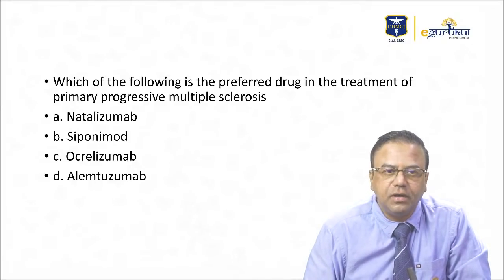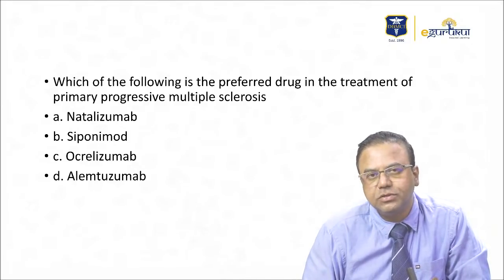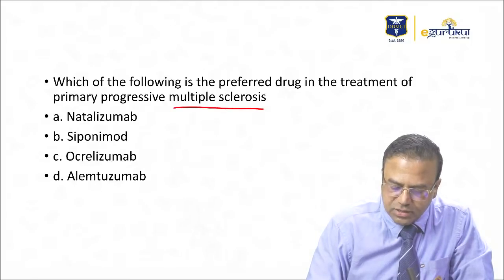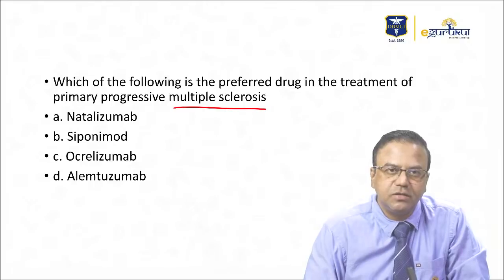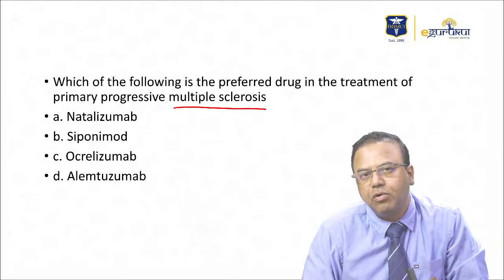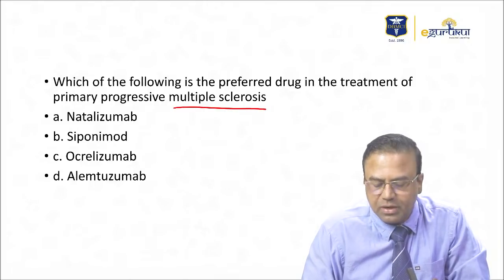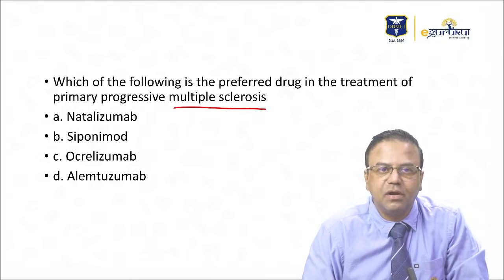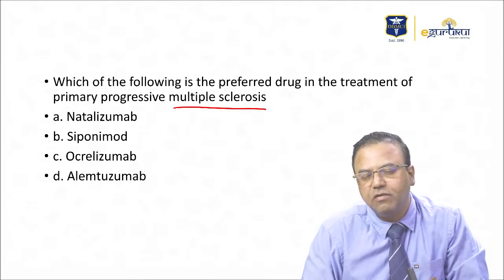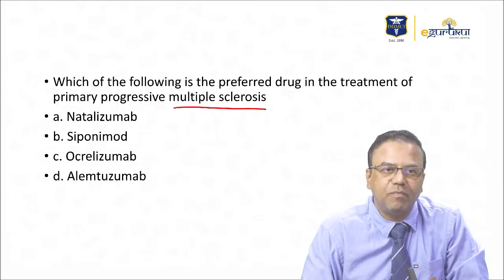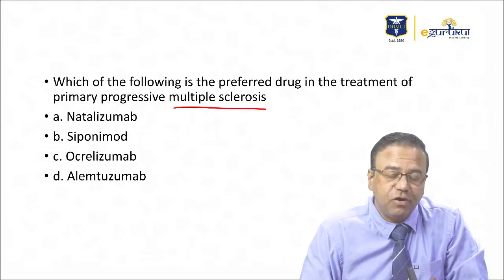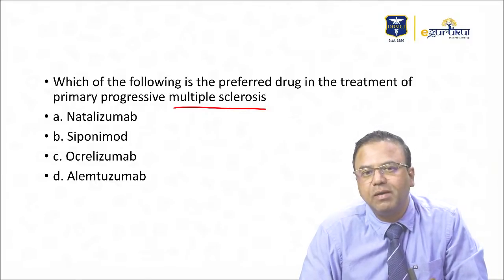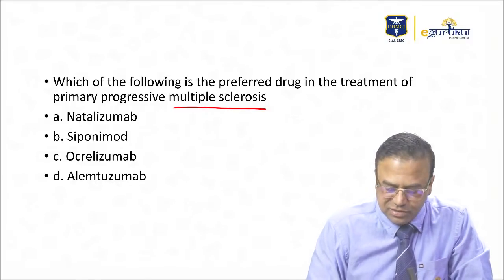Which of the following is the preferred drug in the treatment of primary progressive multiple sclerosis? Now, we know that when they ask about multiple sclerosis, generally we all think about the relapsing remitting type, and we've discussed in the classes at length the various concepts in multiple sclerosis. Remember that for many, many years, we always struggled with primary progressive multiple sclerosis. In fact, the older editions of Harrison had given a totally separate flow chart for primary progressive multiple sclerosis, because except for interferon beta, most of the other drugs would not work in it. So this is the reason why they have asked.